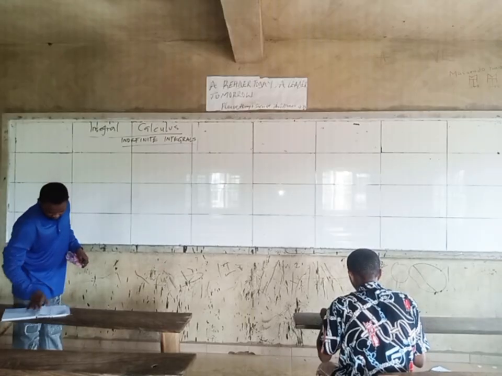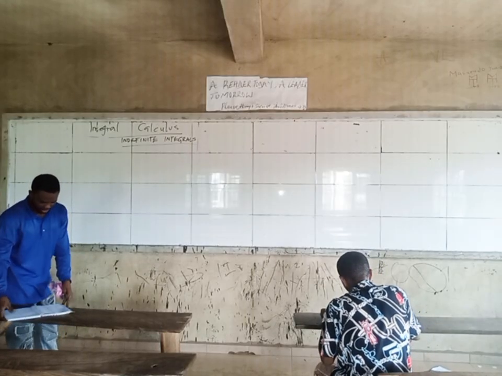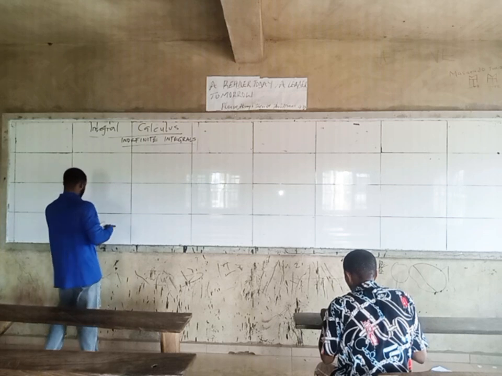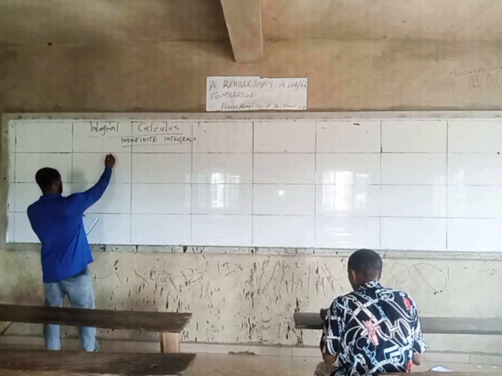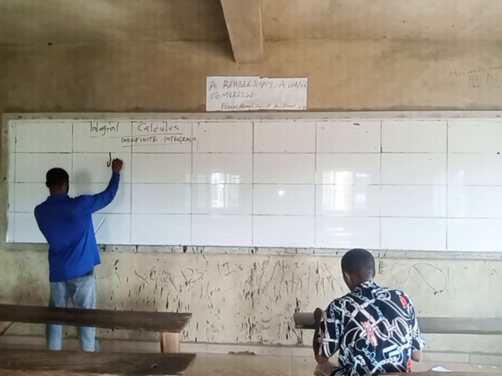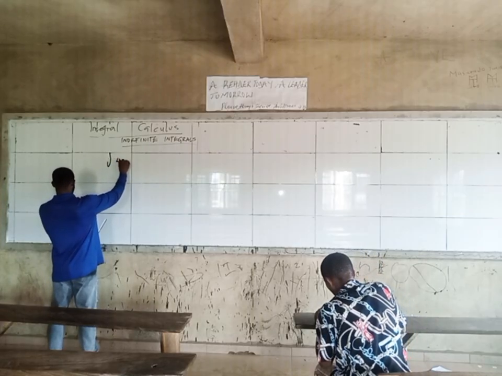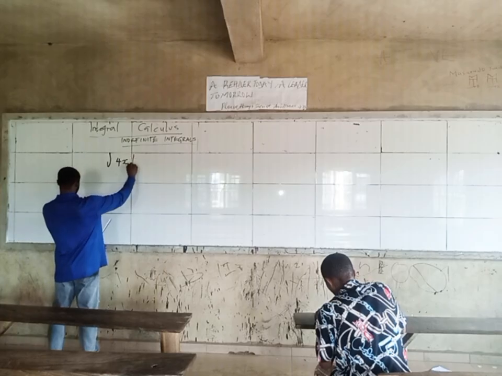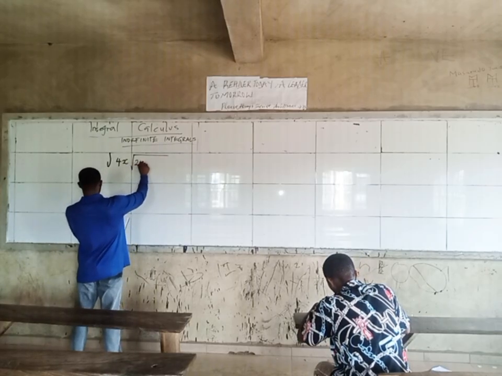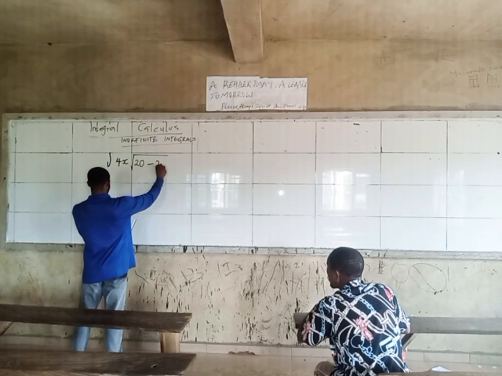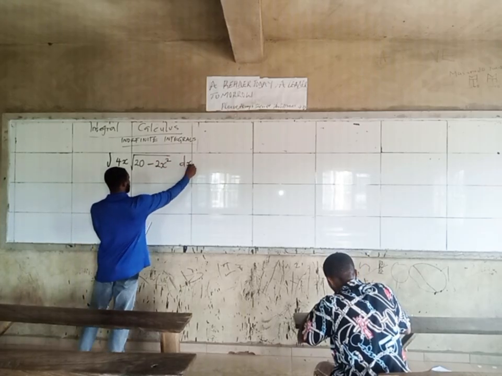So let's say I have, let's use this one. Let's say I have the integral of 4x root 20 minus 2x squared dx.